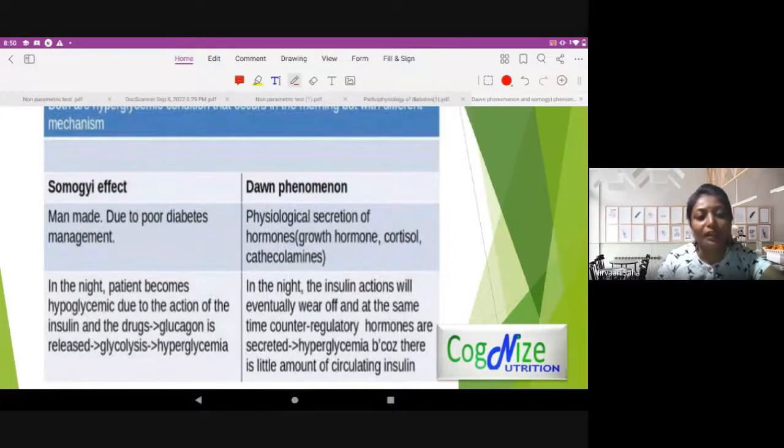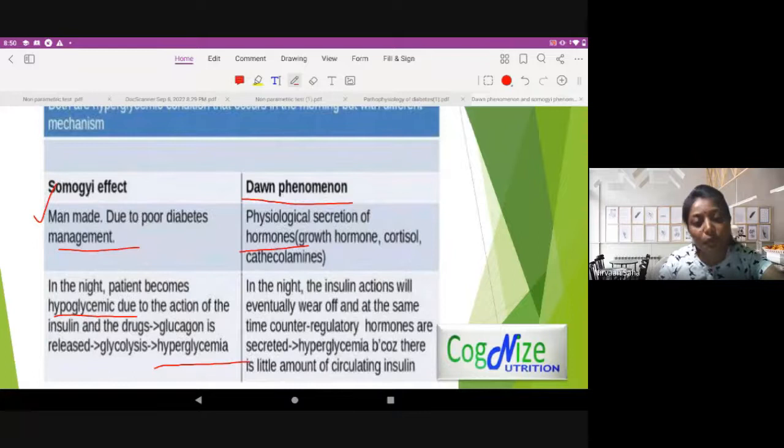Okay. Right. Yes, so initially what we have learned is that this is a man-made process. So it is basically due to poor management. But then dawn phenomenon is not about management. It is about the hormonal regulation, hormonal secretions. What else we have learned in Somogyi effect is that here there will be first hypoglycemia, then there will be hyperglycemia.